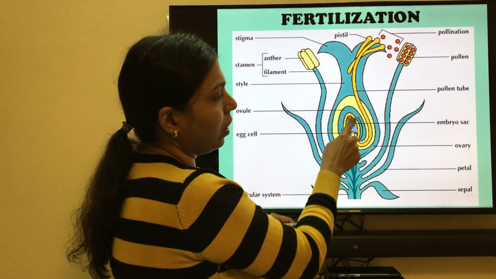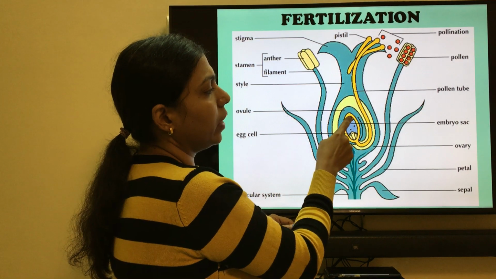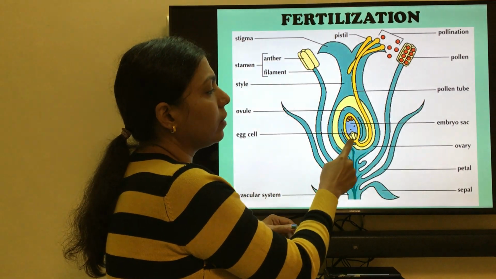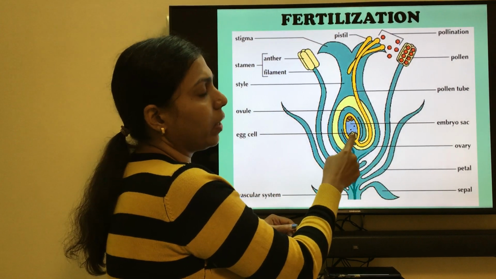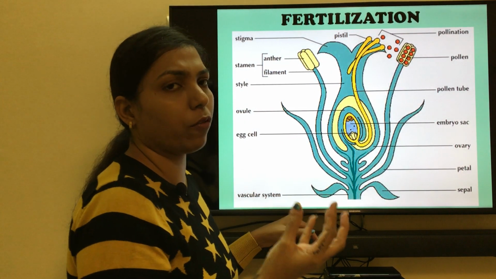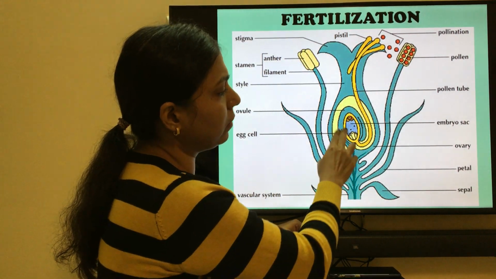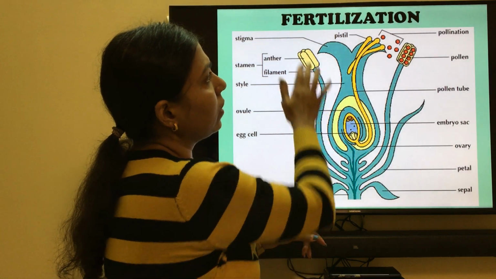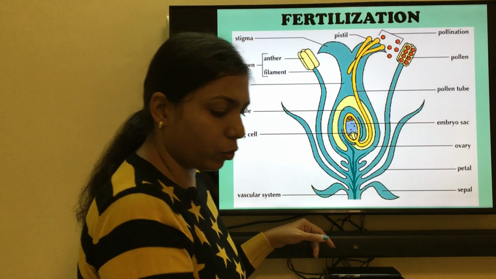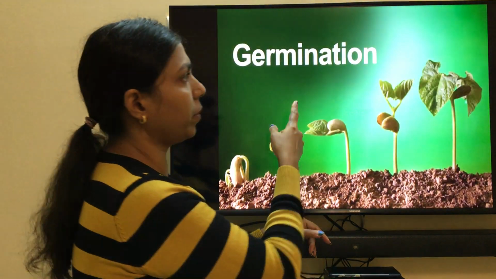Inside the ovary, the ovules are already present. So the male gametes will unite with the female gametes, that is the ovules, and this will form the zygote, which will form the seed of that particular plant. Okay, so once the seed is formed, the process of fertilization gets completed. After this, we move to the next stage, which is germination.